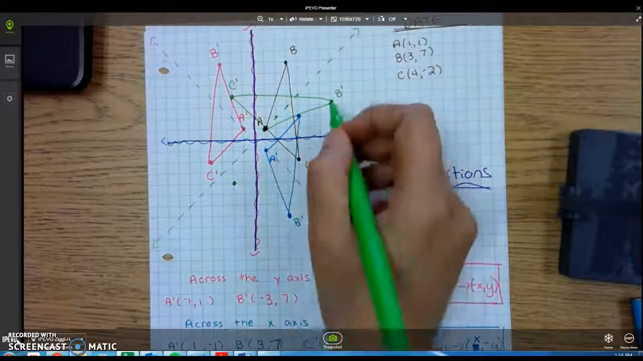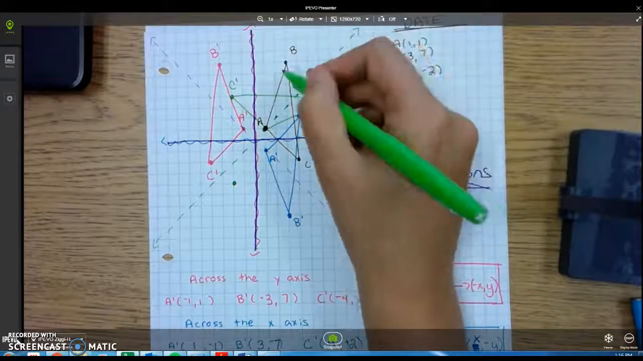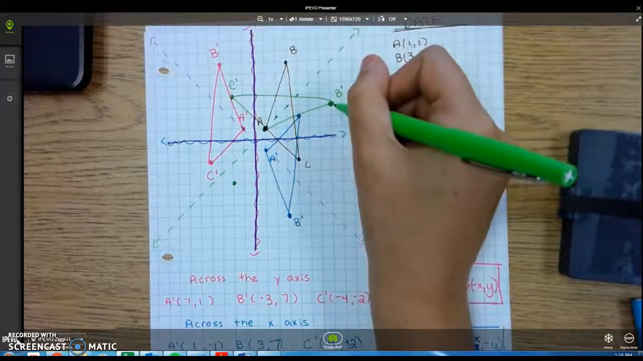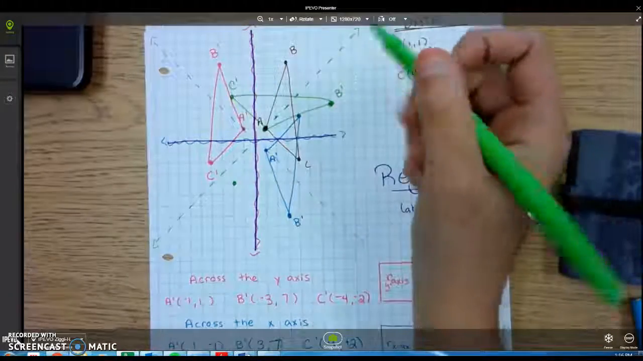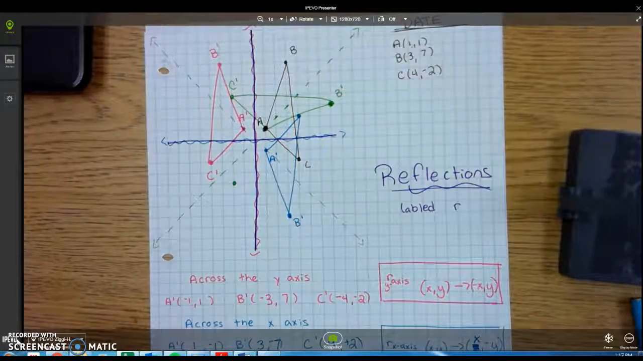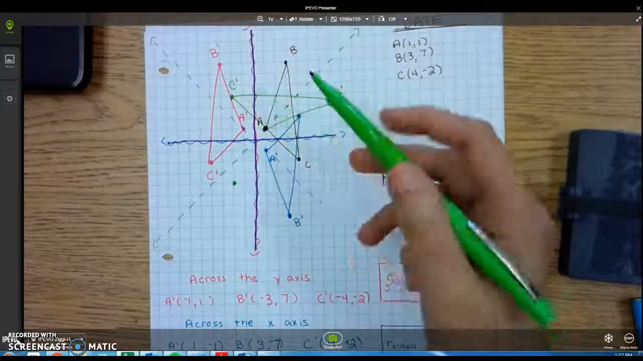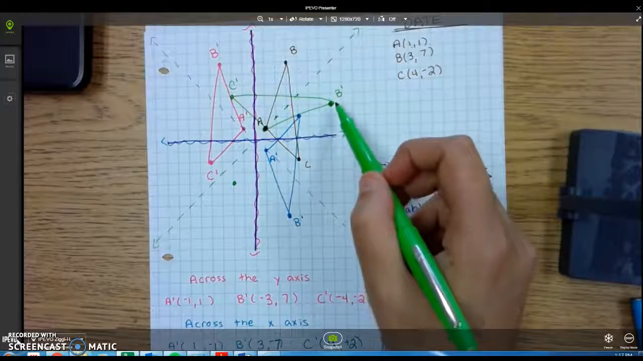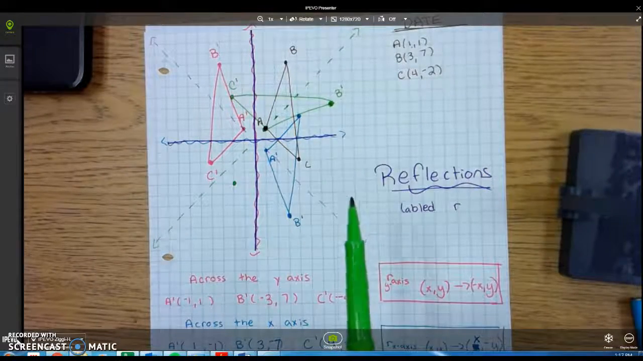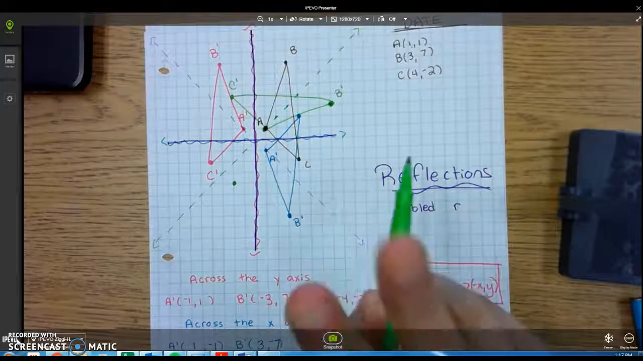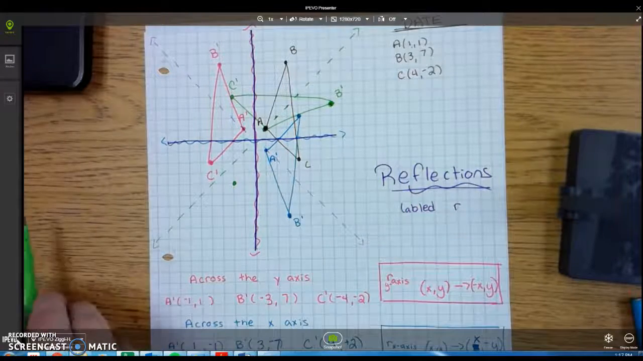So, as you can see, once again, B reflects this way, but C reflects that way. They're on opposite sides of my line of reflection, and my line of reflection goes through my figure. So I will have a point that flips sides. Right, 2 different points will be on 2 different sides.